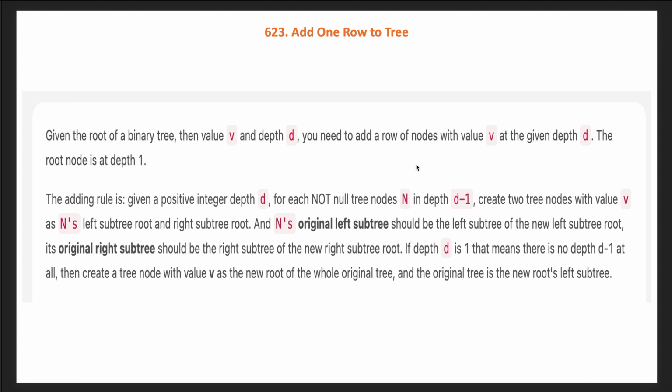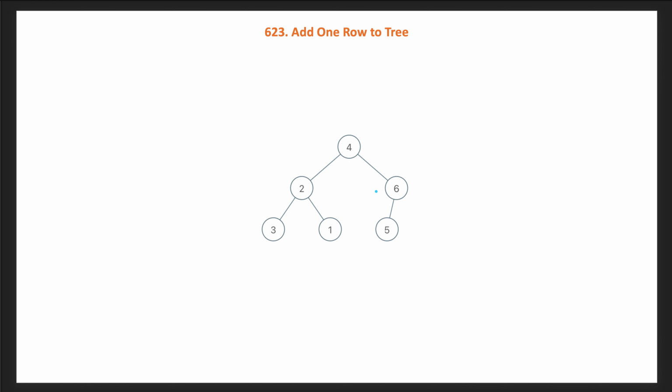Let's solve the problem Add One Row to Tree. You can pause the video and read the problem statement by yourself and understand. Let me explain what the problem is. In this problem we are given three things. One is the root node of our binary tree, and a value d, which represents the depth, and it is one-indexed.